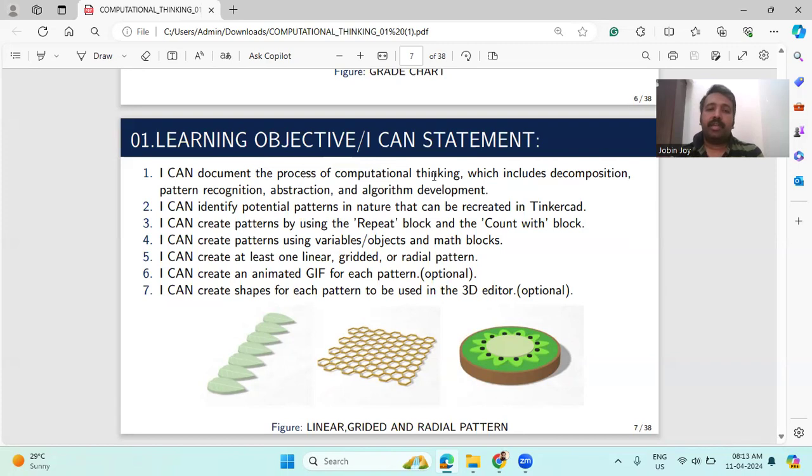Then the third objective is you should use the repeat block and the count with block. So we are using Tinkercad code blocks, and you should use these two blocks, the repeat block and the count block. And the fourth one is using variables, objects, and math blocks. You should use variables, you should use objects, and you should use math blocks.